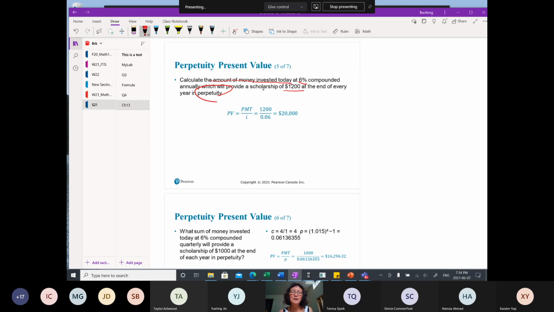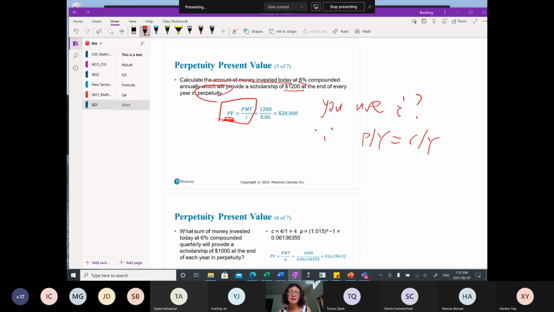Okay, now return back to the question itself. The amount of money invested today means what? The present value. So you just plug in the formula. Present value equal to PMT over I. You use this formula because why do you use I? Because PY equal to CY. When PY equal to CY, you use I. So how do you know PY equal to CY?